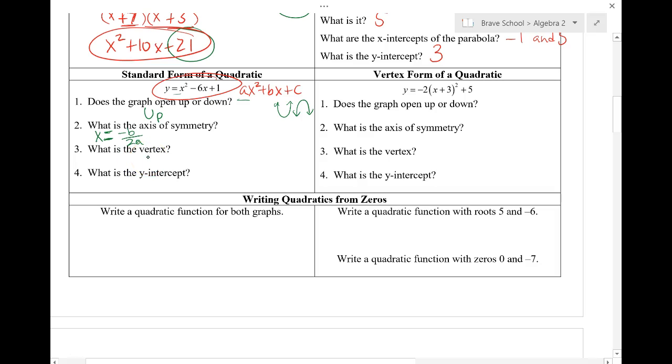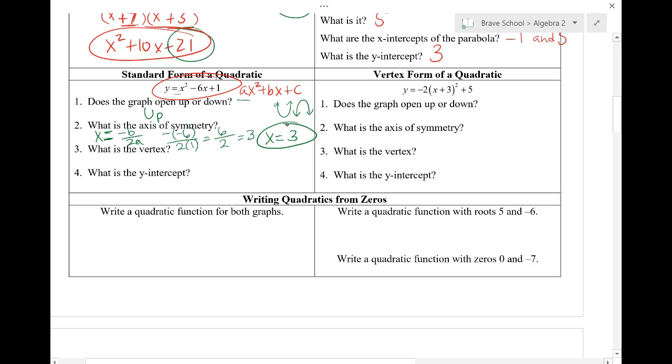Okay, so now we take the -6 and plug it in. It's negative times -6 over 2a, 2 times 1. Negative times -6 is +6, and 2 times 1 is 2. 6 over 2 is 3. And that is our x value. So the axis of symmetry is x equals 3.